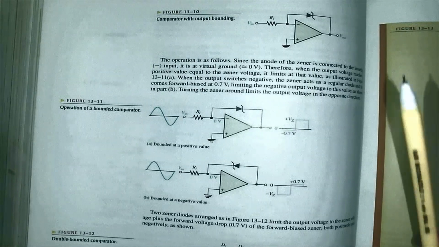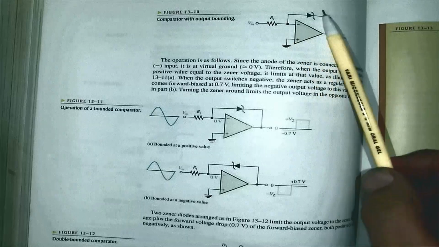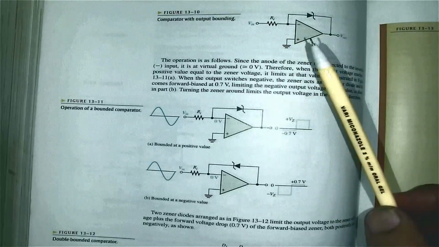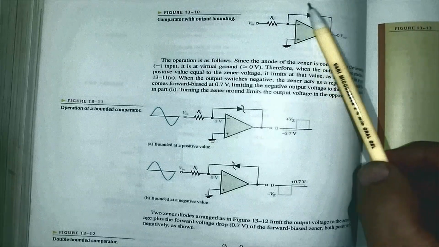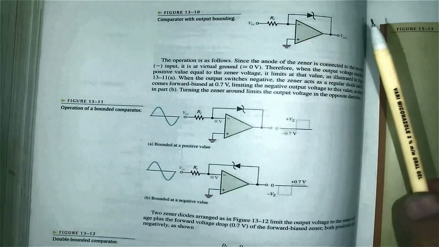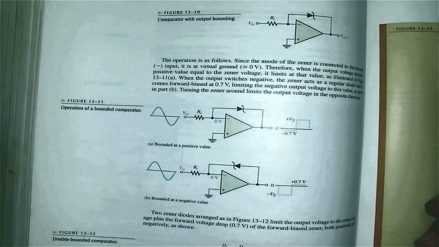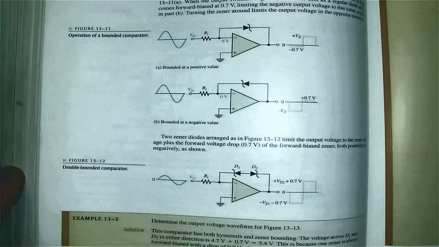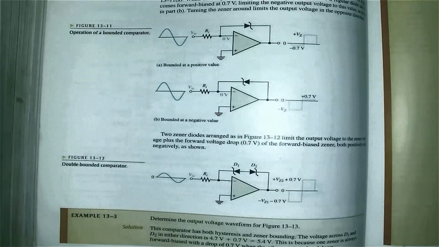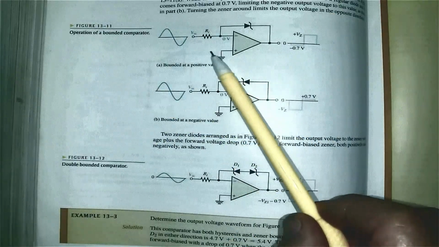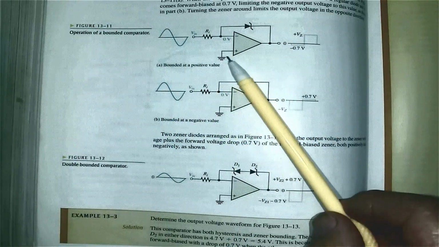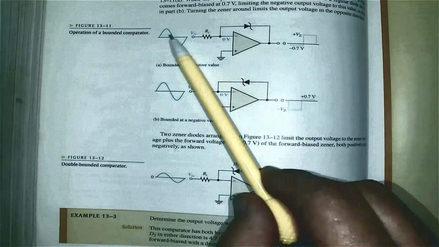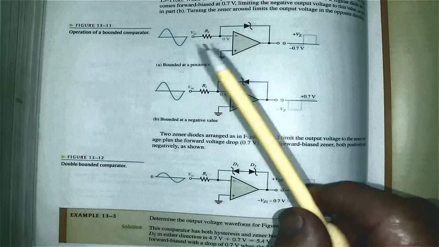With output bounding, we put a Zener diode at the output of the comparator. There we put a Zener diode there at the output of the comparator, and let's go and have a look how these circuits are operating. I'm going to explain each one to you, or try to explain each one to you. All right, let's assume, what is my reference here? My reference here is basically 0 volts. That means I'm going to compare this input signal with 0 volts.